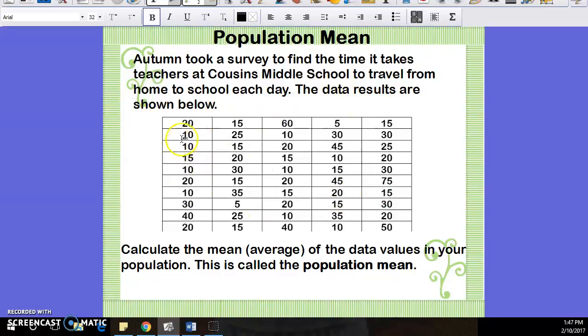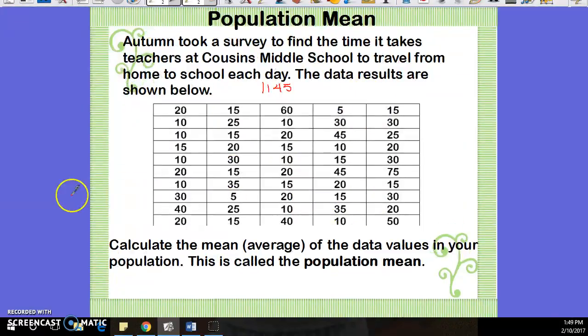So what you would do is go ahead and add all these numbers together, and there are 50, and then you will divide by 50. When you add all of these numbers up, you should get 1,145. Then you would divide that, because that's how you find your mean. You add up all the numbers, and then you divide by how many numbers you have, which is 50. When you do that, you will have 22.9. This is your population mean.